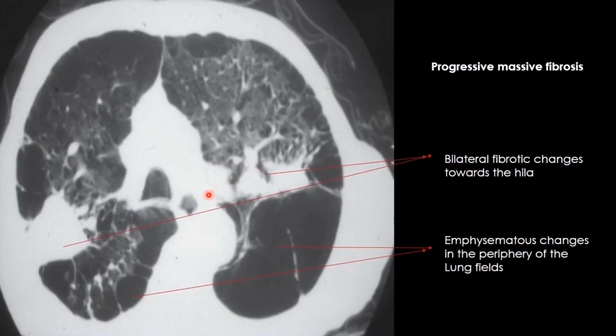This is an axial CT in a lung window in a patient with PMF, where you can find peripheral areas of emphysematous changes together with bilateral fibrotic areas which are moving towards the hila.